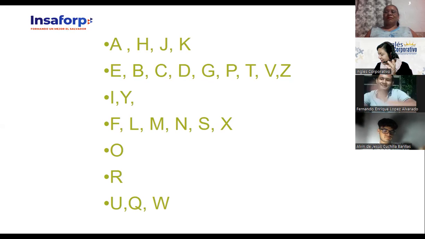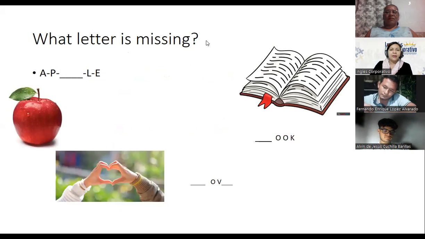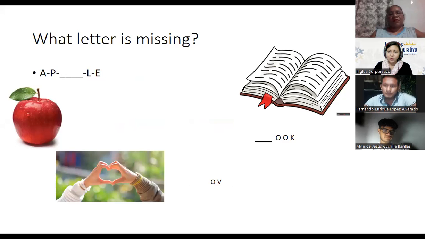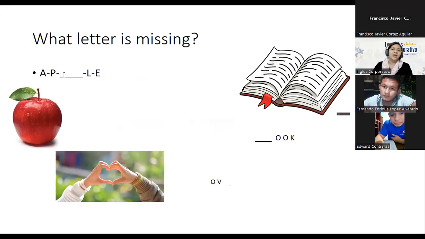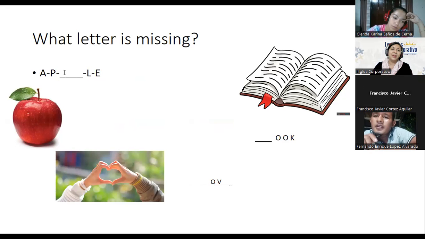Okay. Now, the letters of the alphabet are important because we use them to write and speak. So over here, you're going to help me to spell these words to complete the words. What letter is missing here? Yeah, the word is apple. The letter missing is P, yes, because we spell A-P-P-L-E.